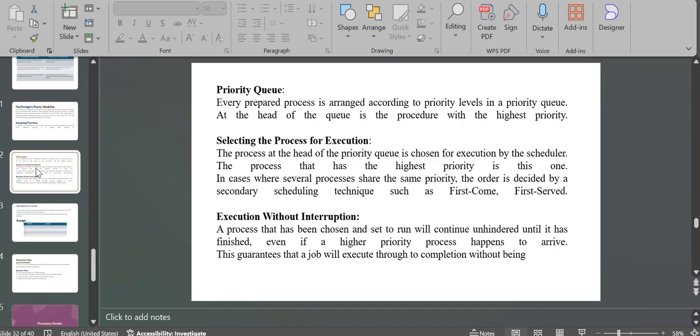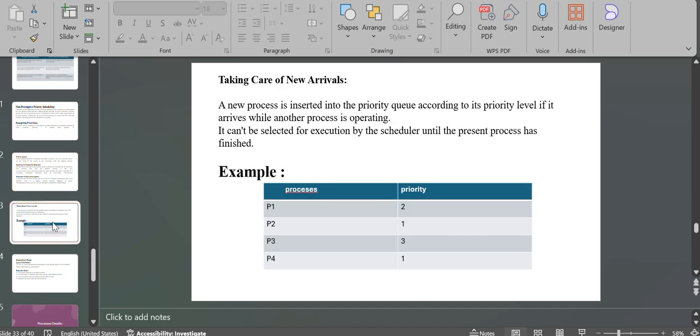Execution without interruptions. A process that has been chosen and set to run will continue unhindered until it has finished, even if a higher priority process happens to arrive. This guarantees the job will execute through to completion without being disturbed by new arrivals. A new process is inserted into the priority queue according to its priority level if it arrives while another process is operating. It can be selected for execution by the scheduler only after the present process has been finished.